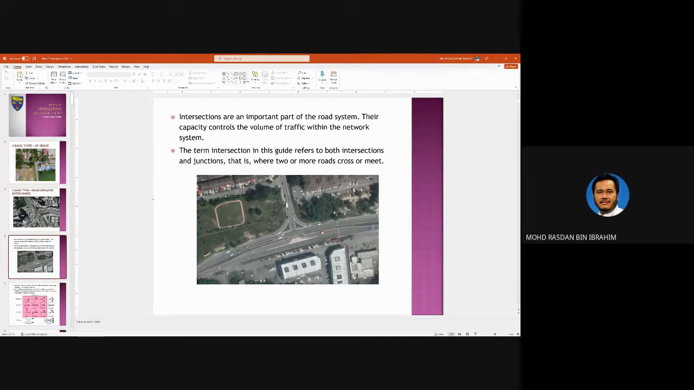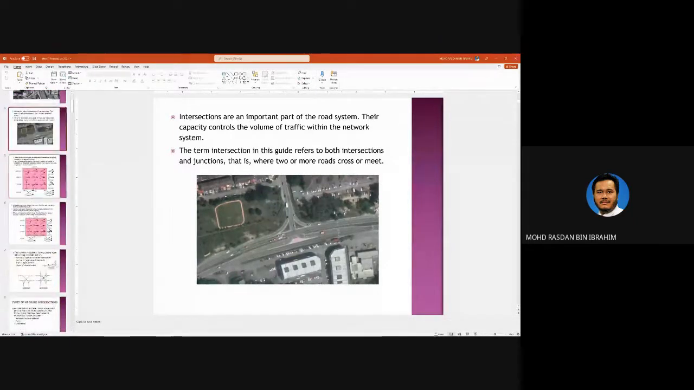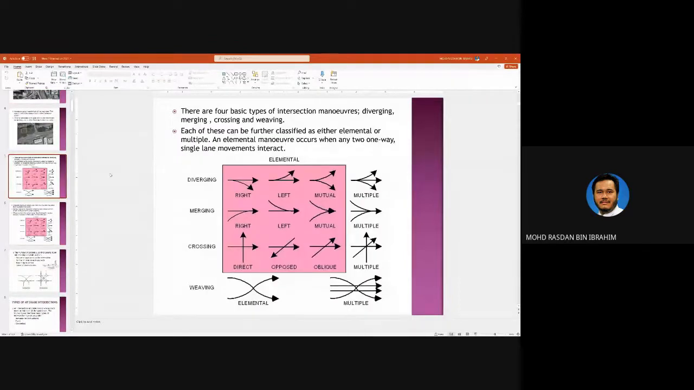So the term intersections refers to both intersections and junctions where two or more roads cross or meet. Okay, there are four basic types of intersection maneuvers: diverging, merging, crossing, and weaving. And the movements can be further classified into elemental and multiple.